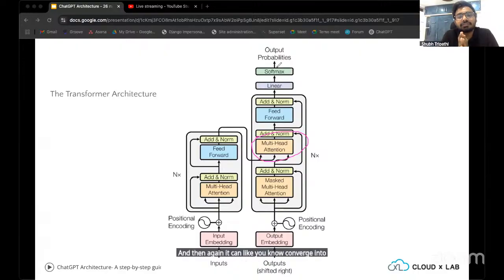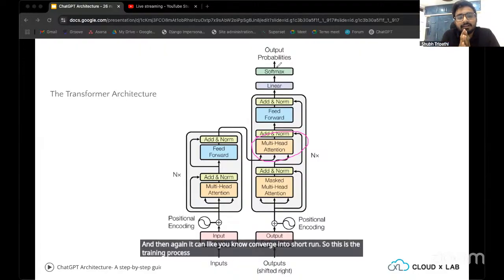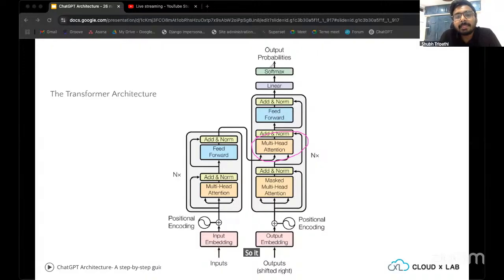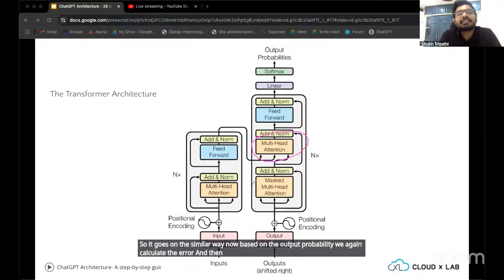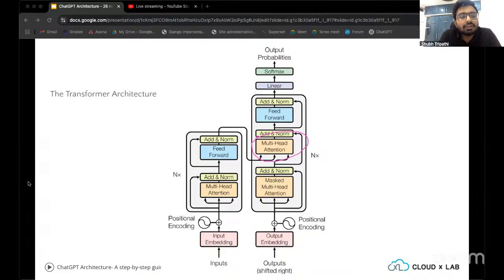So this is the training process. In prediction, or during inference, we anyway don't have access to the next word, so it goes on in a similar way. Now, based on the output probability, we calculate the error and then we update the architecture weights accordingly. The weights will be WQ, WK, and WV in both the encoder and decoder blocks. So this is the whole architecture of the transformer.